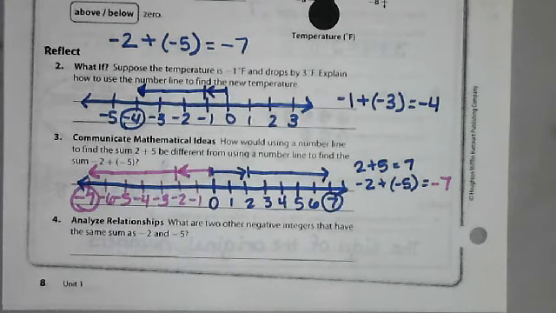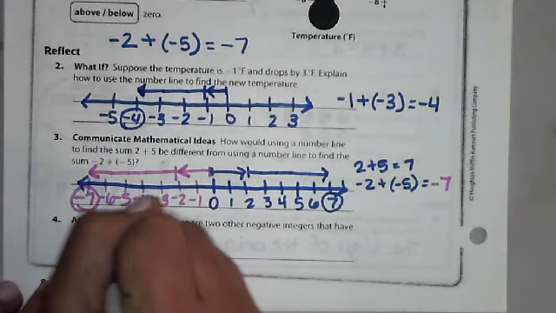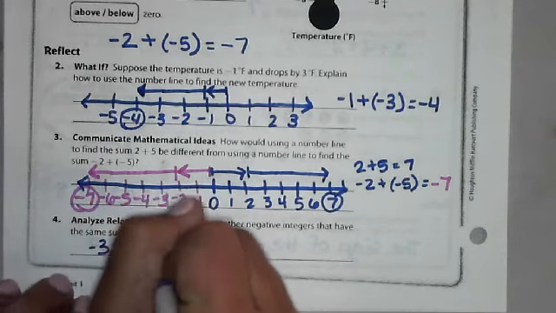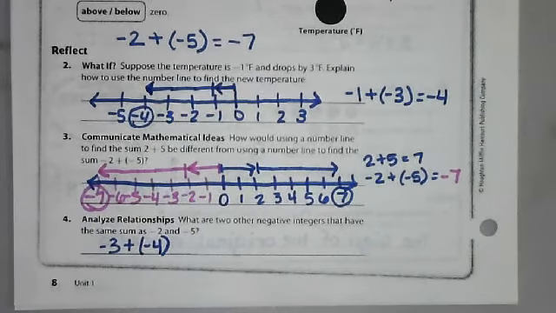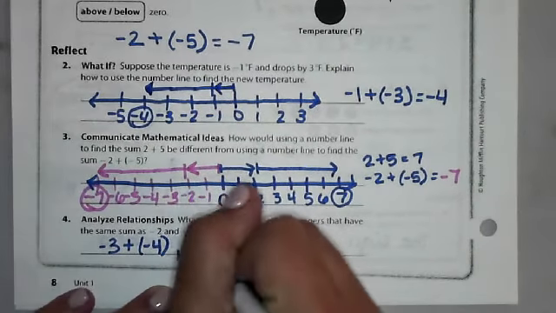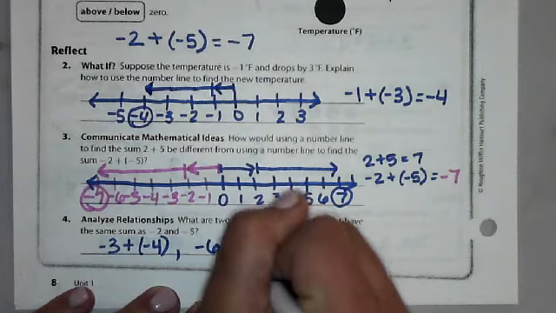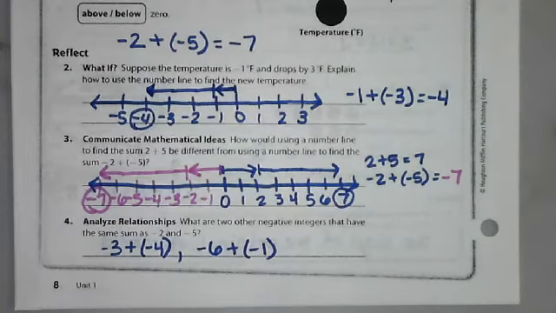All right, number 4. What are 2 other negative integers that have the same sum as -2 and -5? Eli? Okay, -3 plus -4. Okay, and you can reverse that, -4 plus -3. What else? Jacob? -6 plus -1. And again, you can reverse that, -1 plus -6.